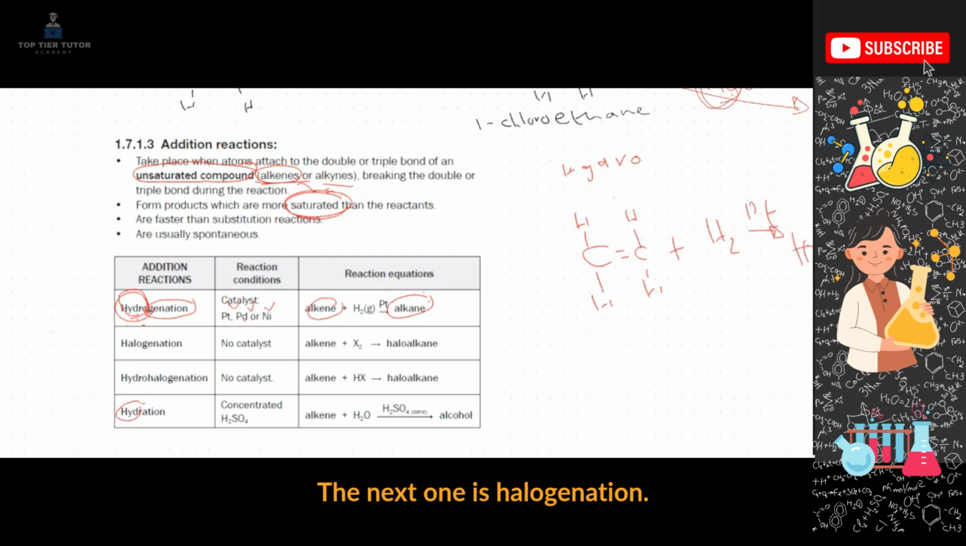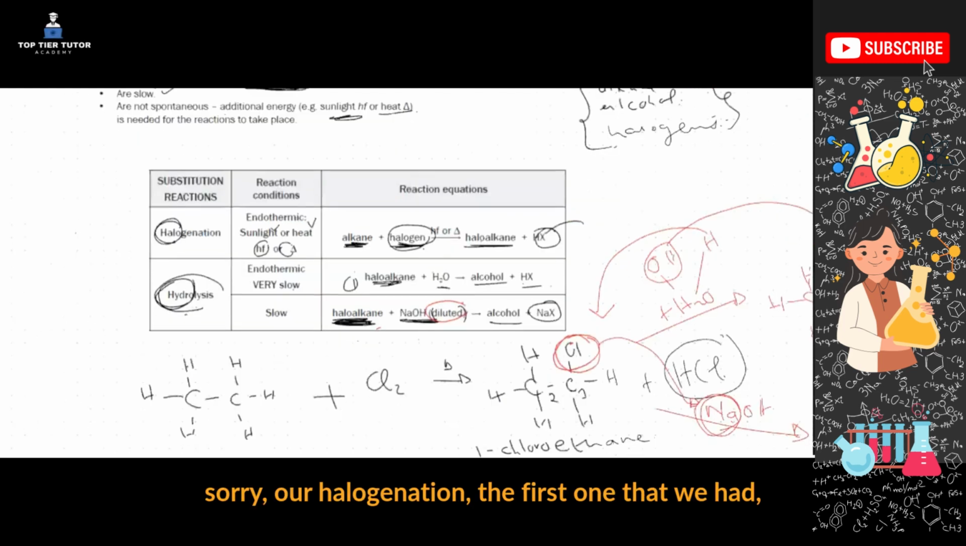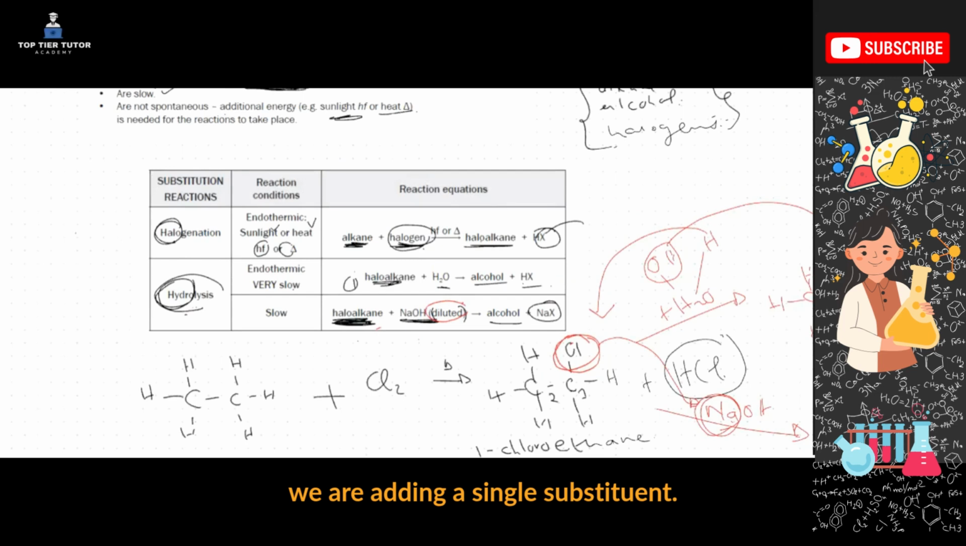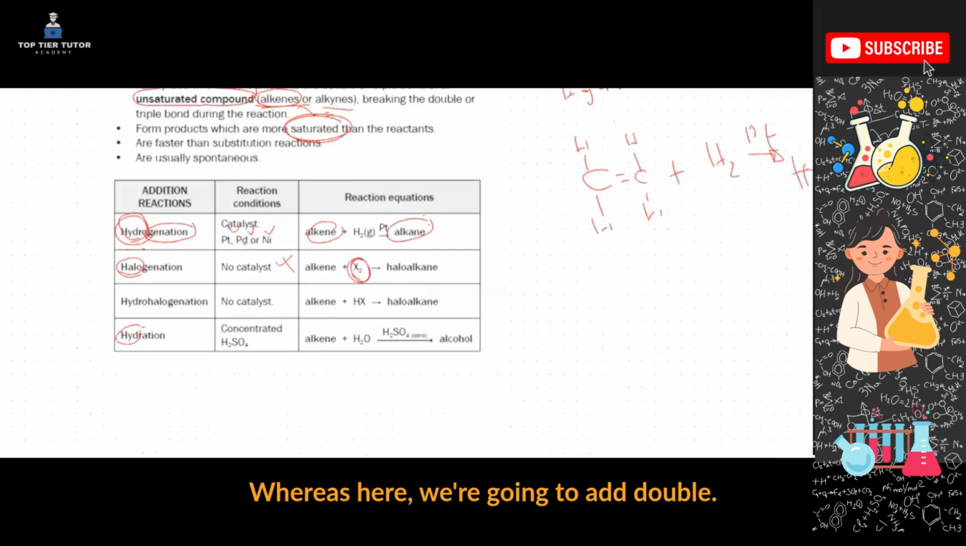The next one is halogenation. So we are producing a haloalkane. In this case, we do not require a catalyst, so we're going to have a double substitution. It is a haloalkane, but unlike our hydrohalogenation, the first one that we had, where we are adding a single substituent, here we're going to add double.